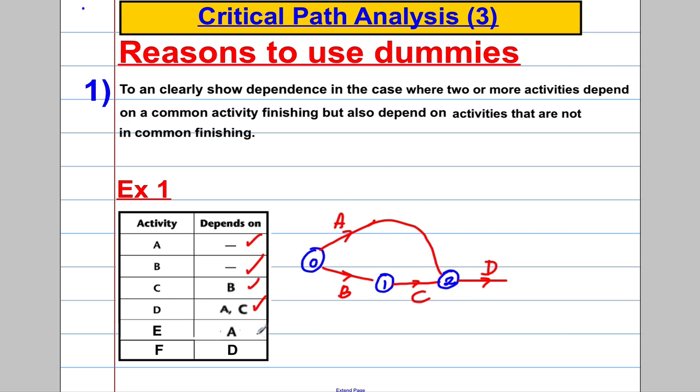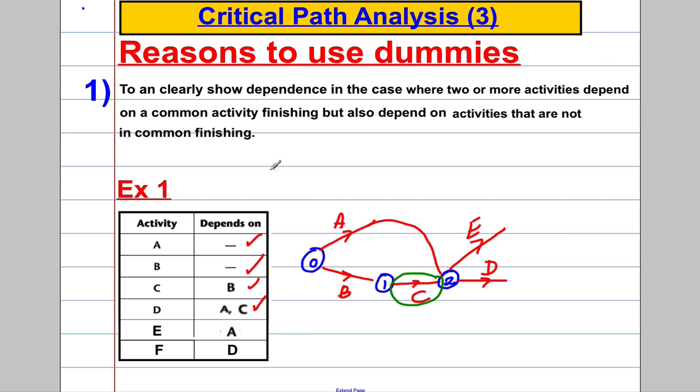However, E also depends on activity A happening. So A has finished. If we drew E coming out like this, that would show E indeed depends on A. However, look, it also shows E depends on C. E does not depend on C having happened at all. So showing it this way is causing us a problem.